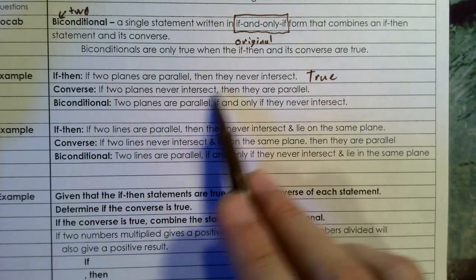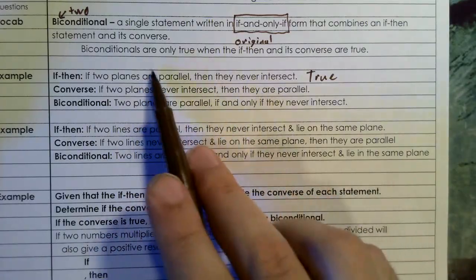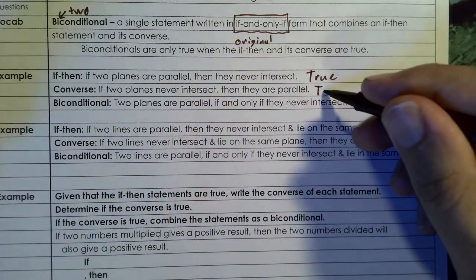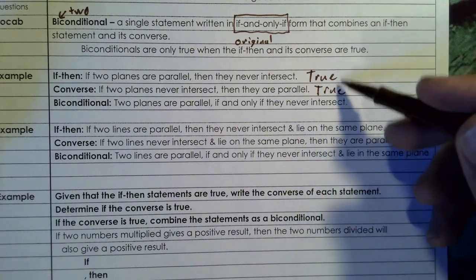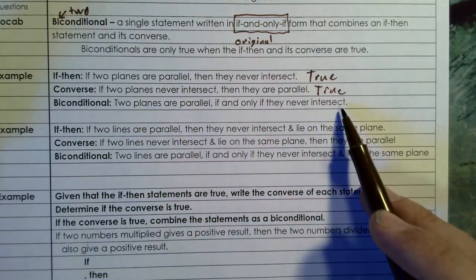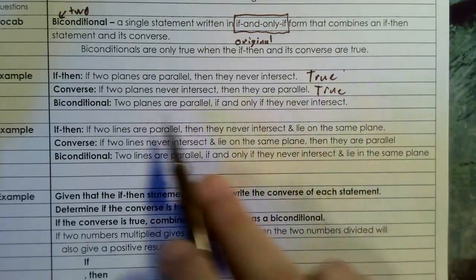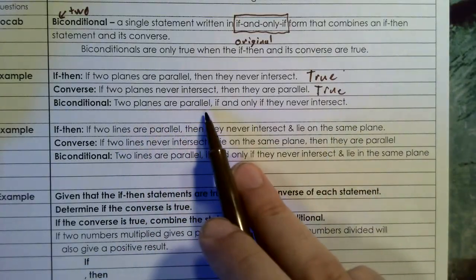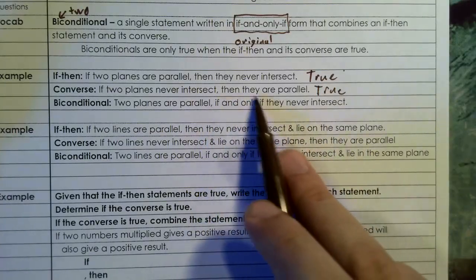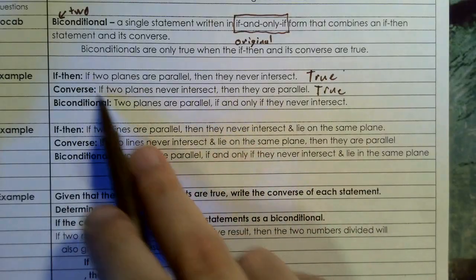If two planes never intersect, see that swap right there, then they are parallel, doing another swap. If two planes never intersect, they are parallel. That is also true. Since these are both true, we are then able to create this biconditional. If either of these had been false, then we wouldn't be able to write this. Two planes are parallel if and only if they never intersect. See how we sneak that if and only if in where the then was, and get rid of the if at the beginning.